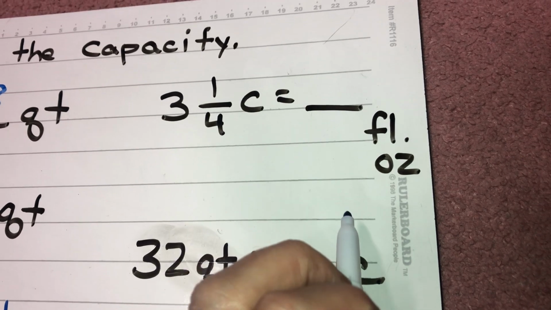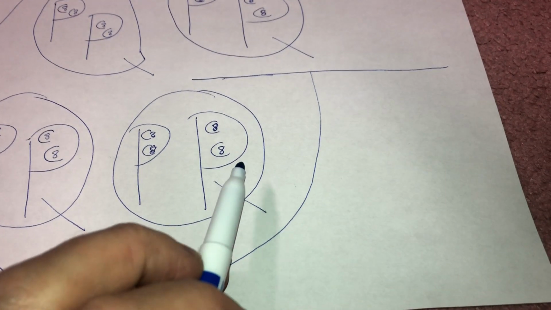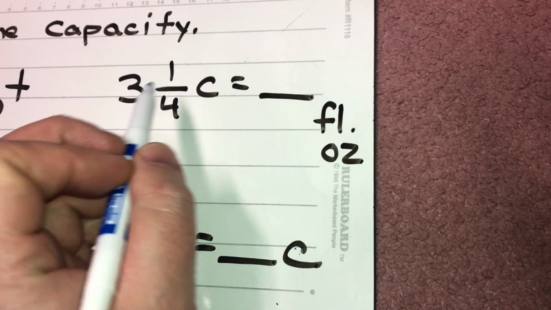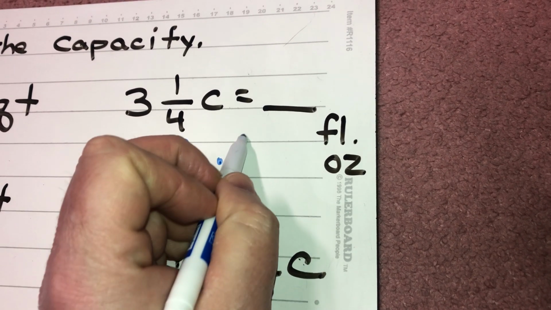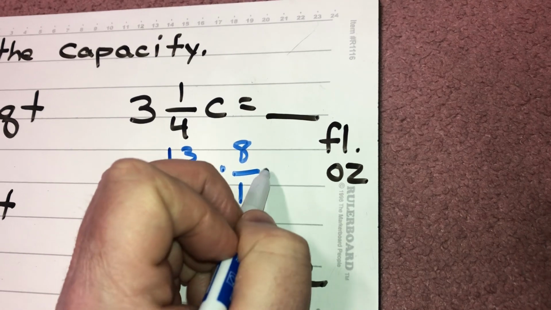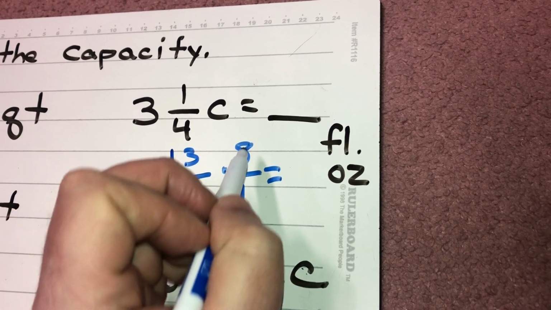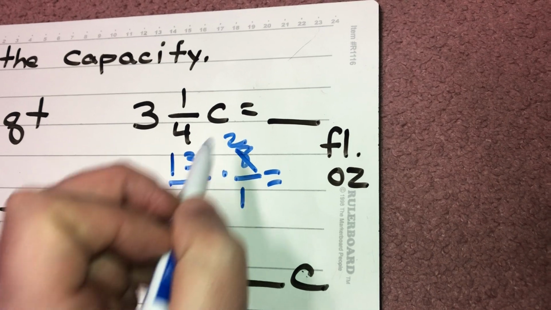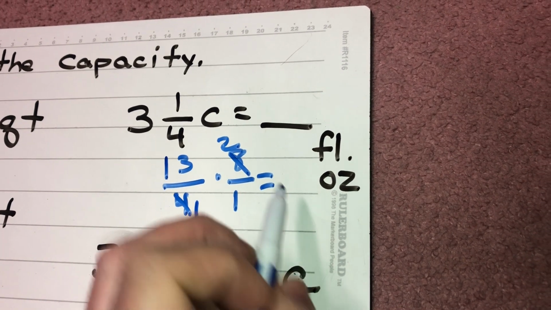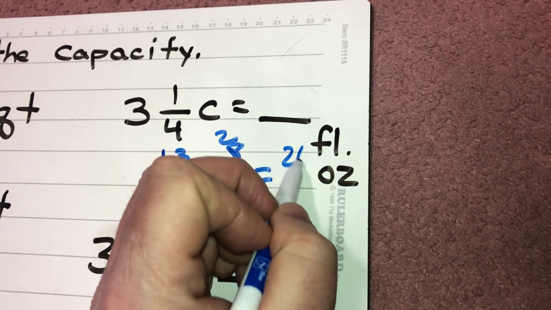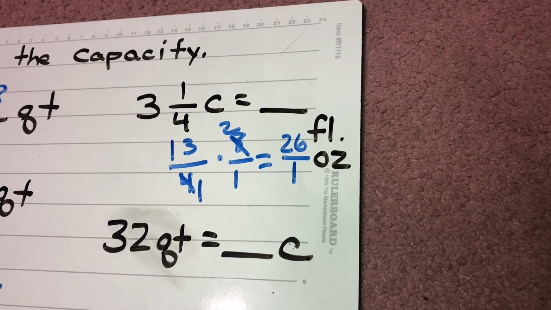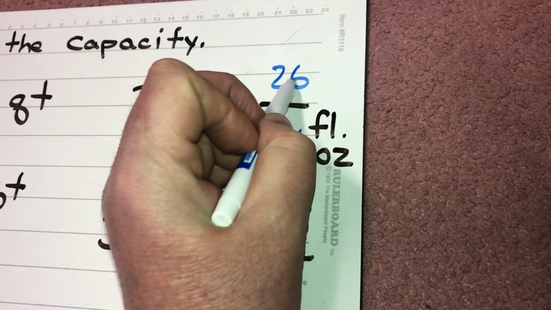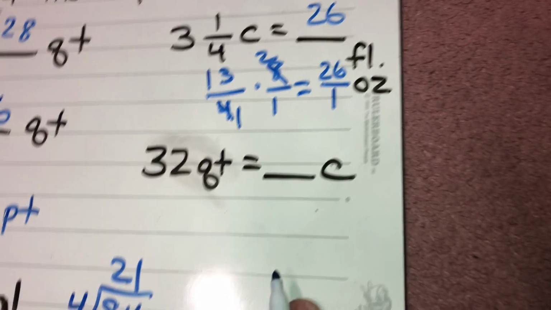So I'm going to take 3 1/4 and multiply it by 8 because it's 8 fluid ounces that makes 1 cup. Well, 4 times 3 is 12 plus 1 is 13. So it's going to be 13 over 4, multiplied by 8 over 1. I can cross-check a 4 and an 8 by dividing by 4. 8 divided by 4 is 2. 4 divided by 4 is 1. 13 times 2 equals 26. 1 times 1 is 1. I get 26 over 1, which I know is just 26 fluid ounces.